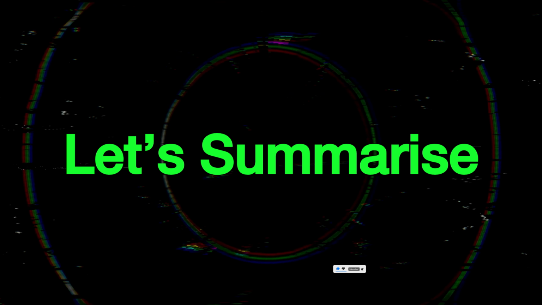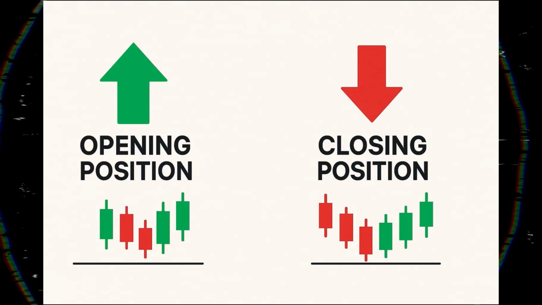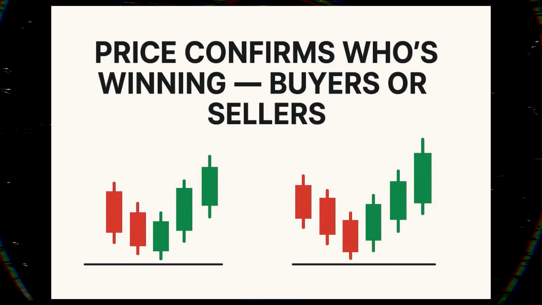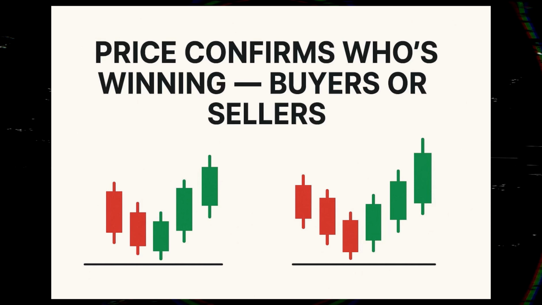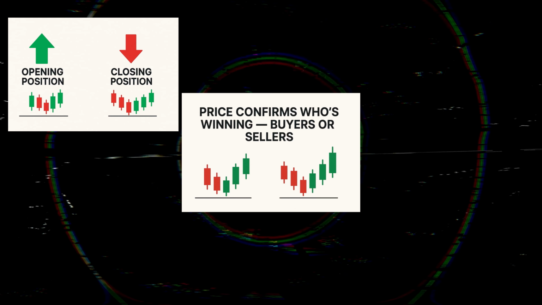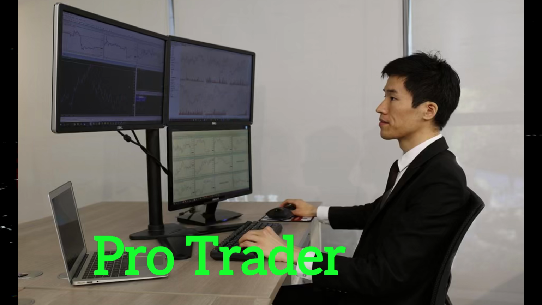So what did we learn in this video today? Open interest shows where positions are being built or closed, and price confirms who is winning. Is it the buyer or the seller? IV shows the emotions, fear or confidence. If you combine these three, you will understand the market like a pro.